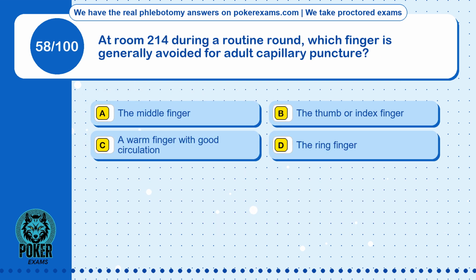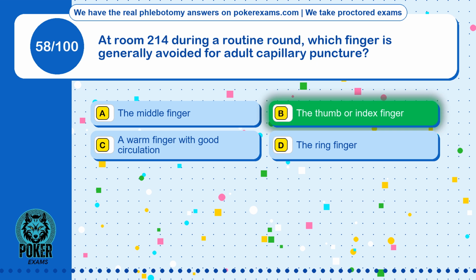Question 58. At room 214 during a routine round, which finger is generally avoided for adult capillary puncture? Option A. The middle finger. Option B. The thumb or index finger. Option C. A warm finger with good circulation. Option D. The ring finger.